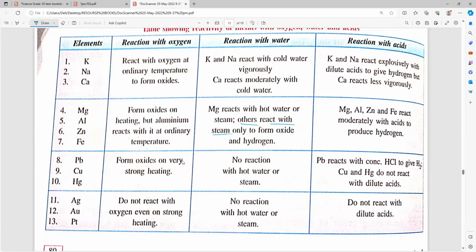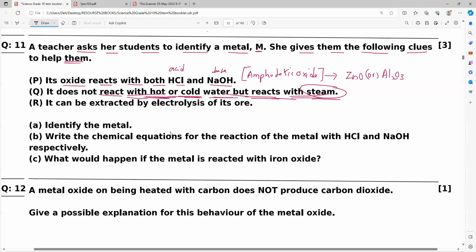Others react with the steam only to form an oxide and hydrogen. So magnesium alone reacts with hot water or steam. The remaining ones, aluminium, zinc and iron, react only with what? Only with steam.